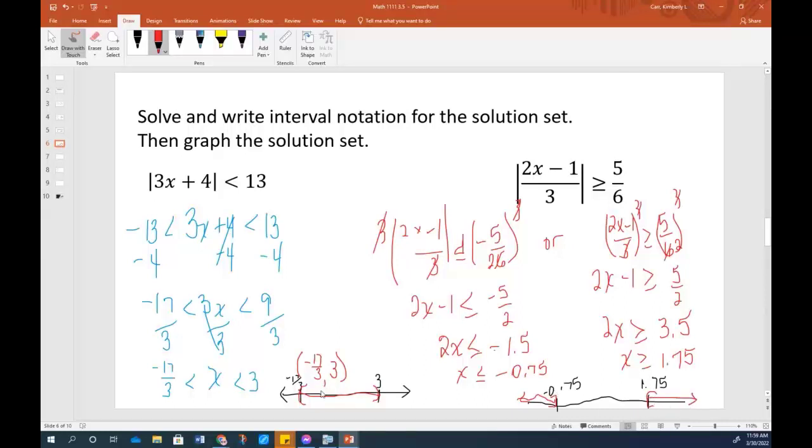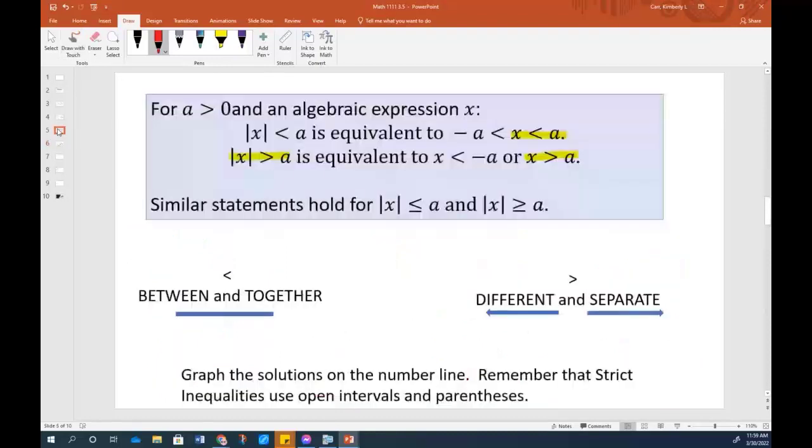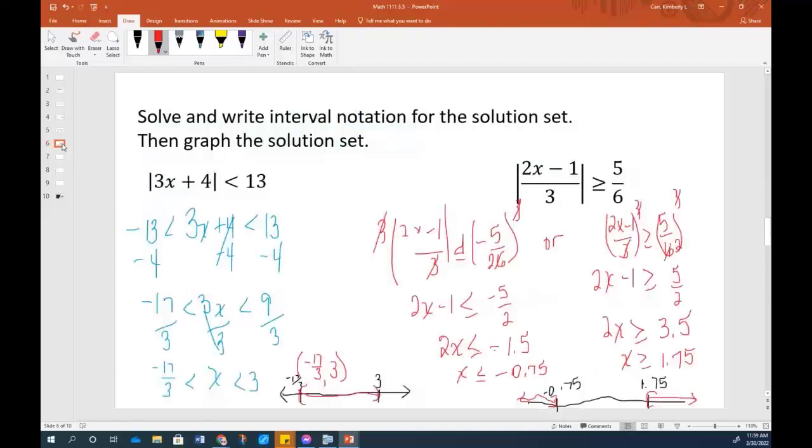Let me just kind of clarify then. This is why I said before that if it was less than, it would be between, together and between. Let me just show you that again. See, I said less than will be between and together. We wrote it in between for the equation, and we ended up graphing it together. That's what this graph was. The other one said different and separate. We had to write 2 different inequalities to start, and they ended up going separate directions.